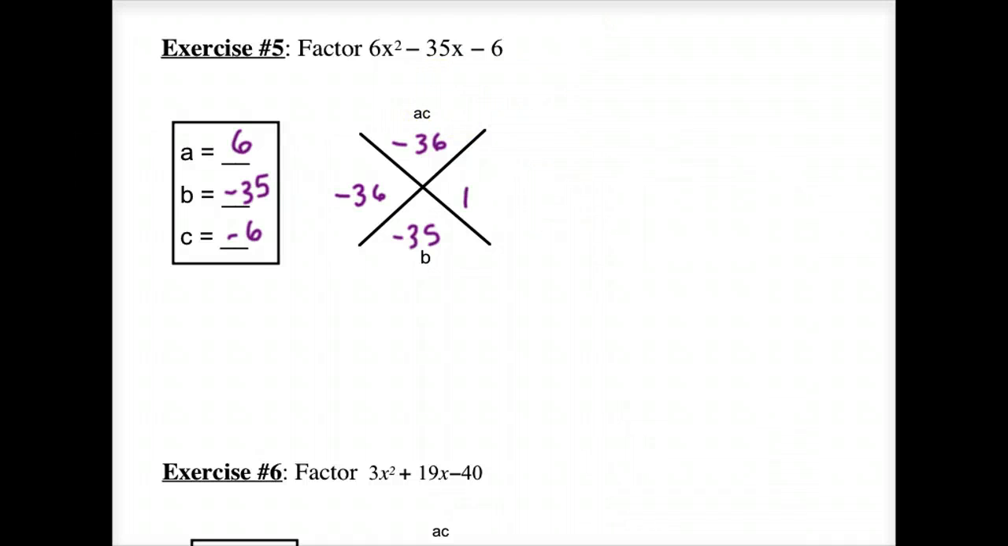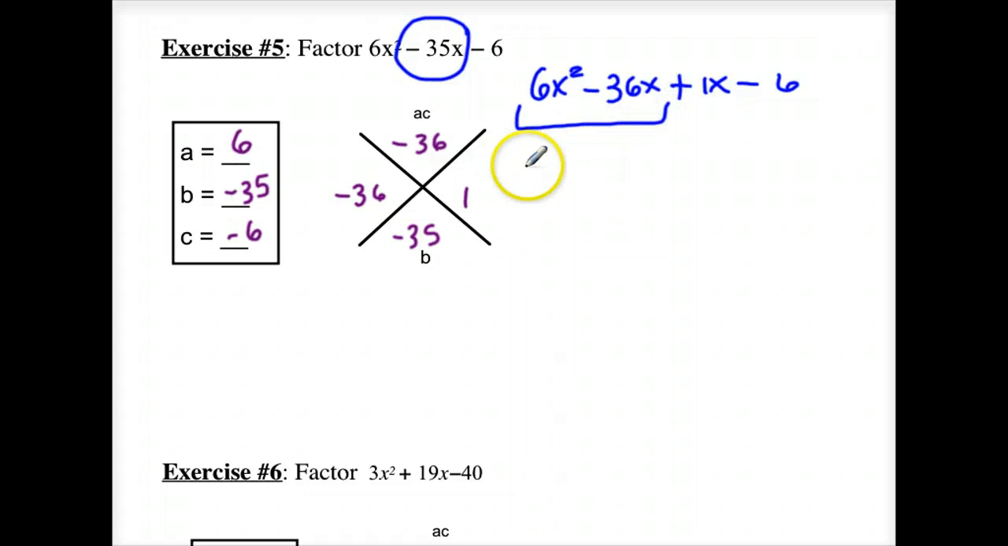Now this is where it gets a little tricky. I need to replace my b term. So what I'm going to do is write 6x squared, and I want to replace it with these two: minus 36x plus 1x, or x, it doesn't matter, minus 6. Okay, I replaced my b term. I'm going to take the first two terms and factor them. These have a 6x in common, and x minus 6 is left over.